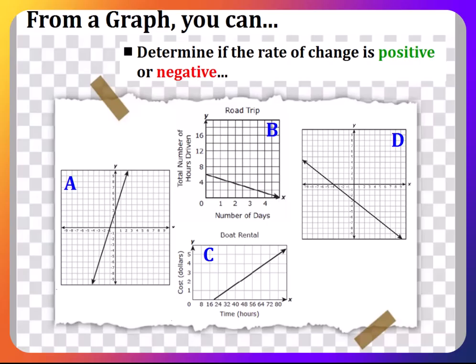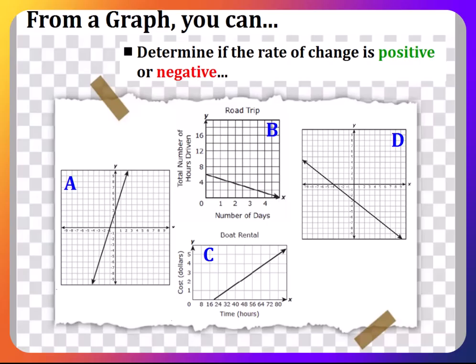Okay, so from a graph we can determine if the rate of change is positive or negative. We talked about rate of change in our previous video when we were writing equations from tables. We said the rate of change is the coefficient of x. It is that multiplier of x, the number that you're multiplying or dividing x by.